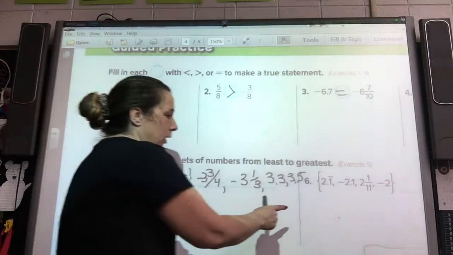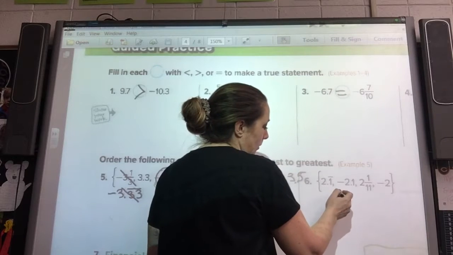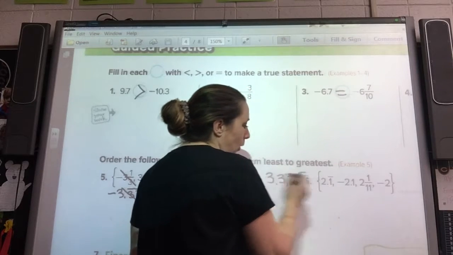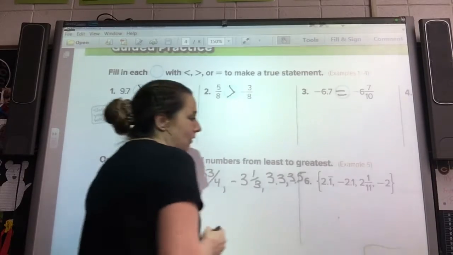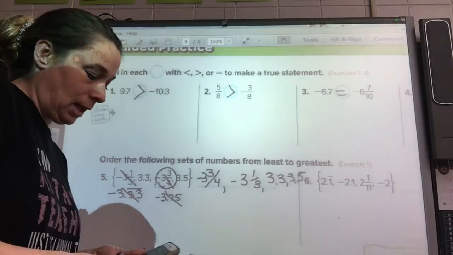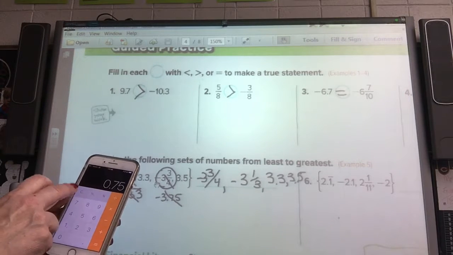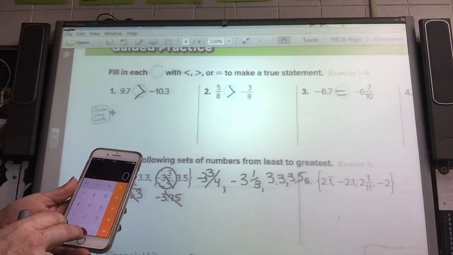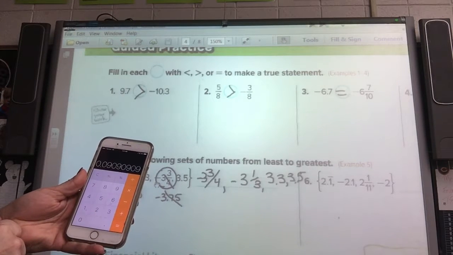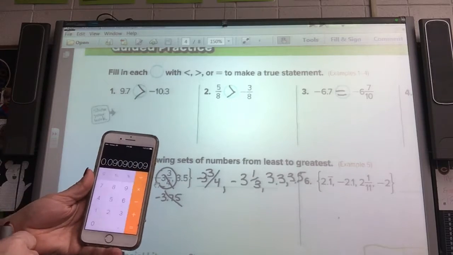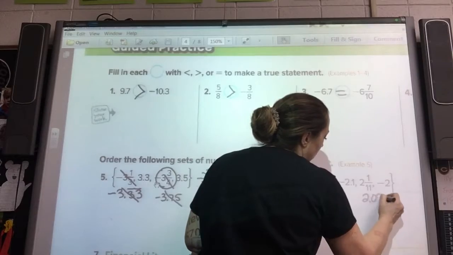All right, we've got one here, negative 2.111, I'm sorry, not negative, 2.111, negative 2.1, 2 1/11, or negative 2. Now, for 1/11, we're going to do 1 divided by 11, and we get 0.09, 0.09, 0.09, repeat. So for this one, this is going to be 2.09.